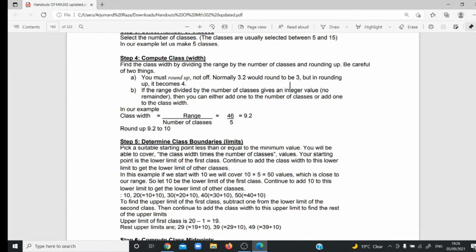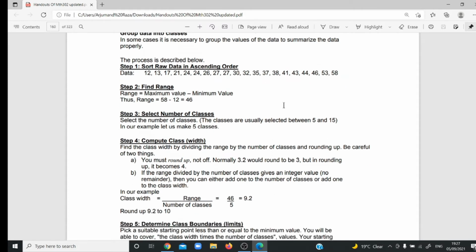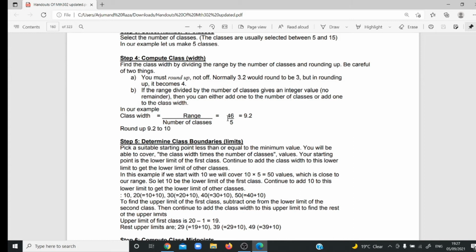How? For example, if I get the answer 3.2 or 3.8 or 3.1 or 3.3, what we will do, we will always round up. We will never round down or round off. We will always round up in statistics. Okay. So for example, if we want to find out the class width, how will we find it? We'll find out the range first, and then after finding the range, the number of classes. So here, the range was 46, and we made 5 classes. So once we made the 5 classes, we'll divide 46 by 5.